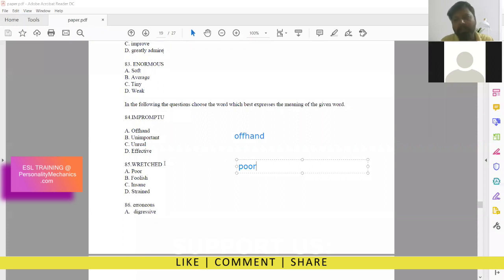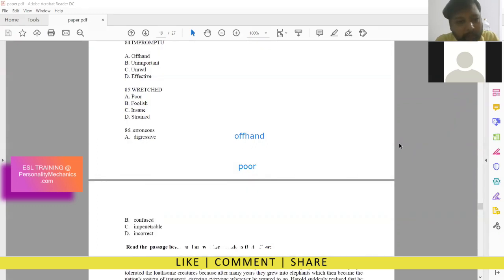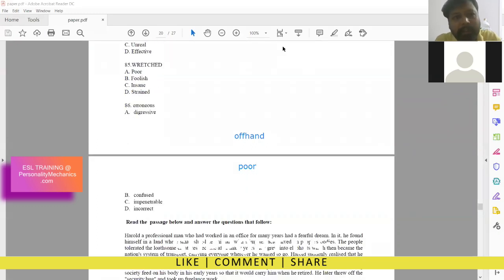Poor is also somebody who is unfortunate or is in a state of sorrow. So I believe that poor is the nearest to the understanding here. Next is erroneous, and these are the options that we have.